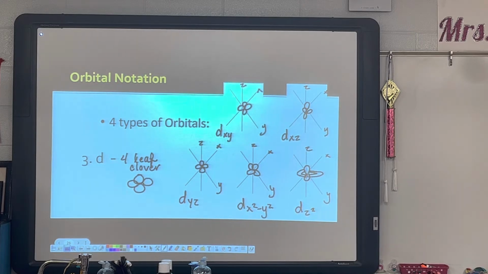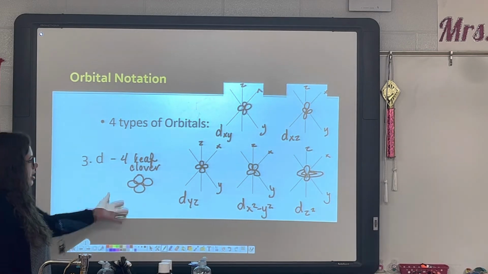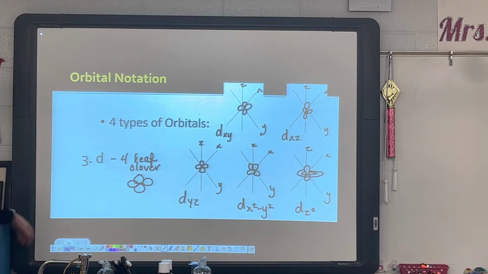What is the last one? I know, it's crazy. That's the dz squared. You have one on the z, and then you got this one floating around it. Like a ring around a planet. Doesn't even look like a clover anymore. It's like a planet. So 5 types of d orbitals.